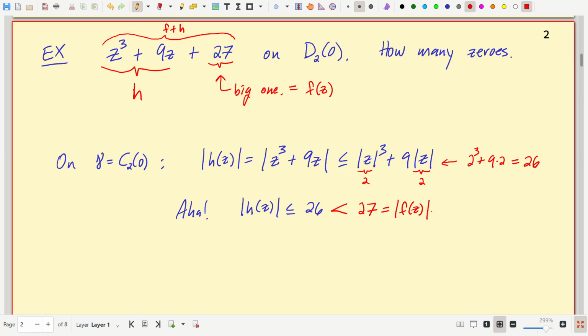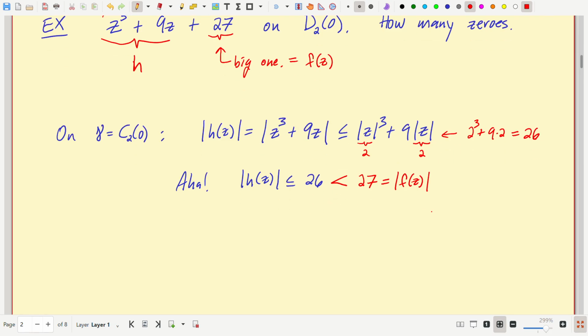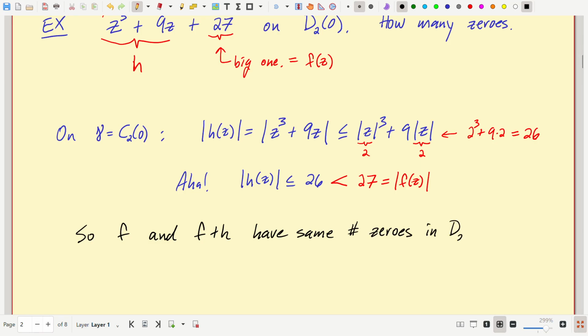And so I have the hypothesis of Rouché's theorem, and therefore f and f plus h have the same number of zeros, which is namely 0. So f and f plus h have the same number of zeros inside. Namely 0. No zeros. Okay, so that's one way of doing it.